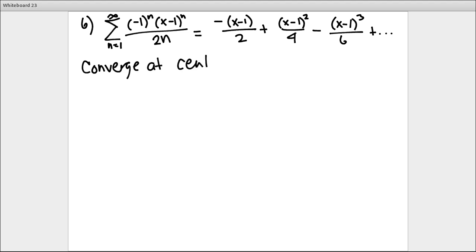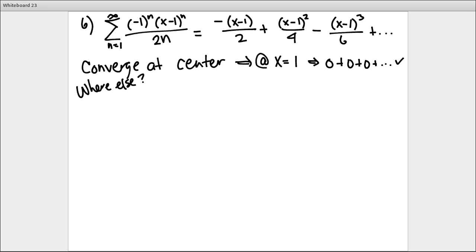These power series definitely converge at the center. And the center, since we have x minus 1, is at x equals 1. So you can test that by plugging in. When you plug in a 1 into all of those x's, you would have a 0, plus a 0, plus a 0. Yeah, definitely converges. That converges to 0. But what we want to know is where else does it converge?